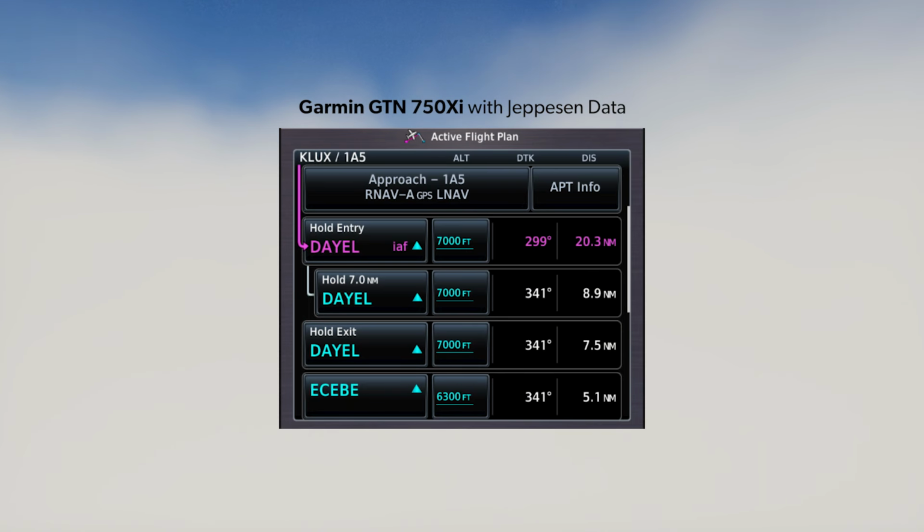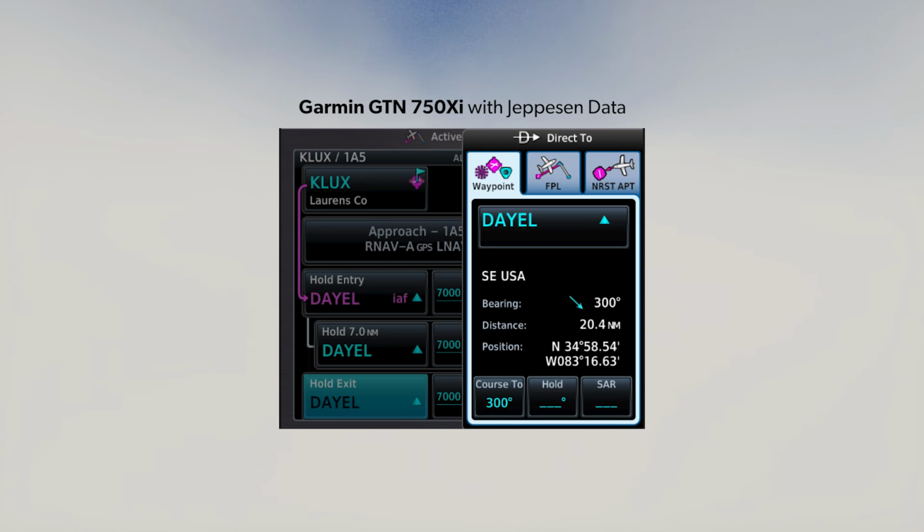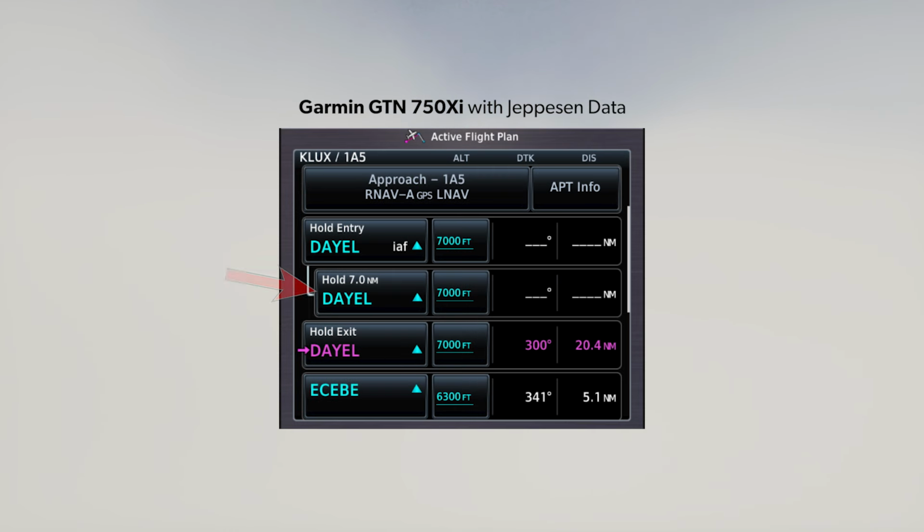Some GPS units will include the holding waypoint and then the hold and then the waypoint again as an exit point. And in those cases, it's usually best to go direct to the exit point rather than deleting the hold. The reason being, you preserve the hold just in case you end up needing it. And also often that first waypoint before the hold is coded as a flyover waypoint. And so you'll lose turn anticipation and overshoot the inbound course if you fly direct to that waypoint and delete what comes after.